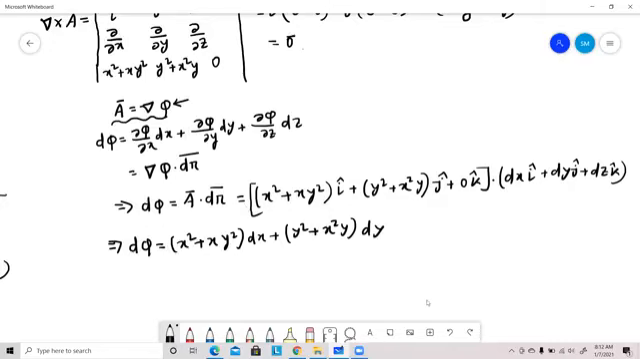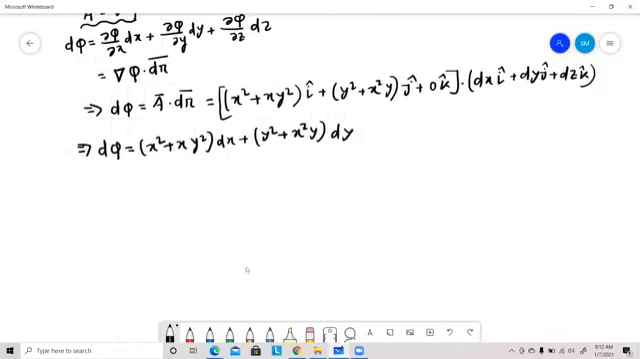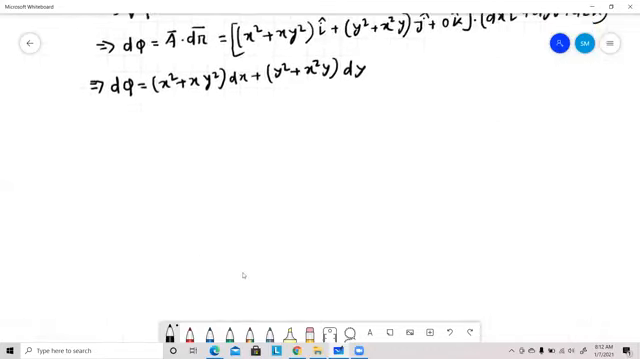Now what do we have to do? Our finding is d phi. Integration. We have to integrate. How could we do it? In this case, we observe that x squared dx and y squared dy. So here the function as well as the differential are in terms of the same variable, so it can be integrated directly.